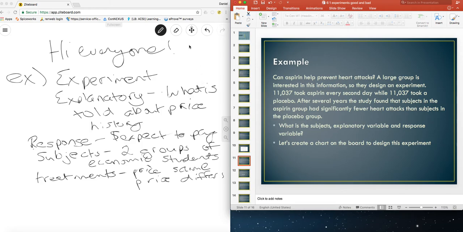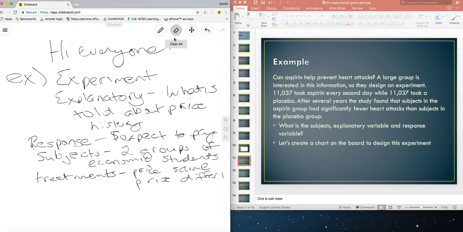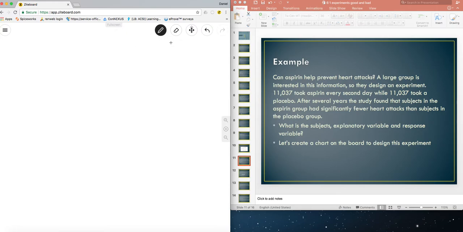All right, let's do an example. Can aspirin help prevent heart attacks? A large group is interested in this information, so they design an experiment. 11,037 took aspirin every second day, while 11,037 took a placebo.